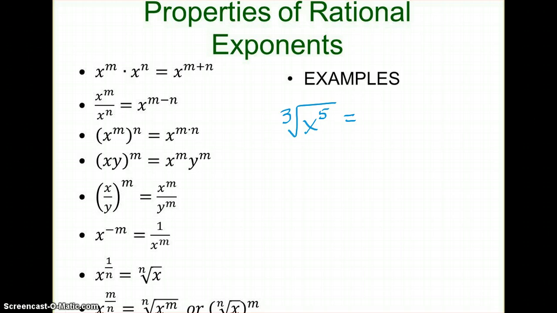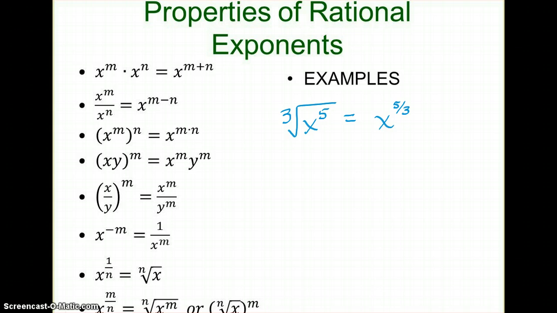So to convert this, I keep my base as x, just like I have inside my radical. And then I use my 5 as the numerator of my exponent and my 3 as the denominator. So what I've done is change this from its radical form to its exponential form. Now I can also do that in reverse order.